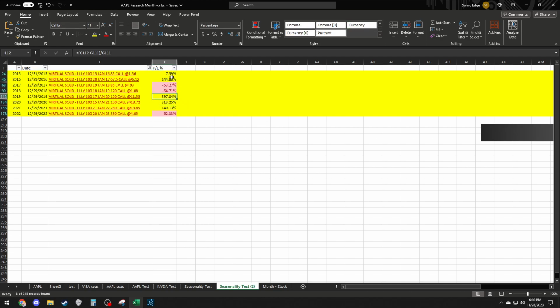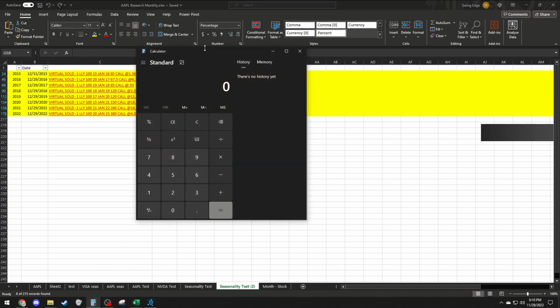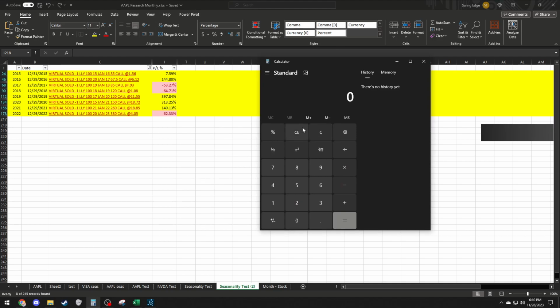So pretty much this stock, LLY, out of the past 8 years of testing, 3 years have failed. So if you want to do the math on that, what is that? 8 years, minus 3, so 5 out of 8. So this has a 62% win rate so far.